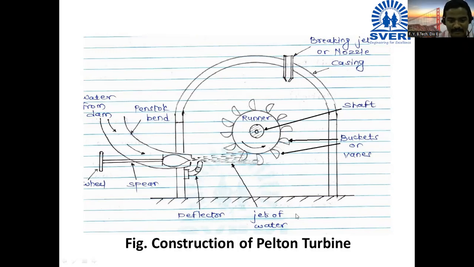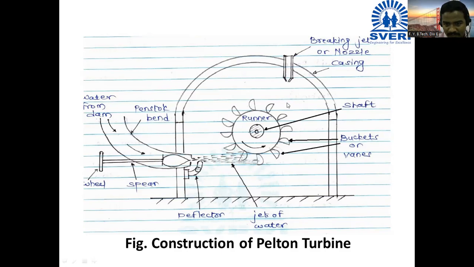Okay. Any difficulty in drawing this diagram of the Pelton turbine? 50% completed or 100% completed? 70%. Okay. See, while drawing this diagram, you should take care of two things. One is the braking jet is provided at the top. The water flowing from this braking jet should fall over the bucket.